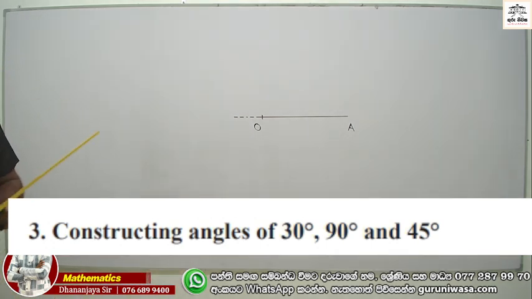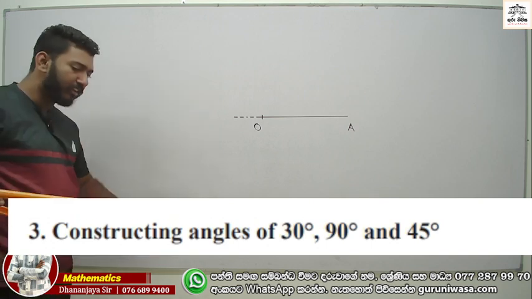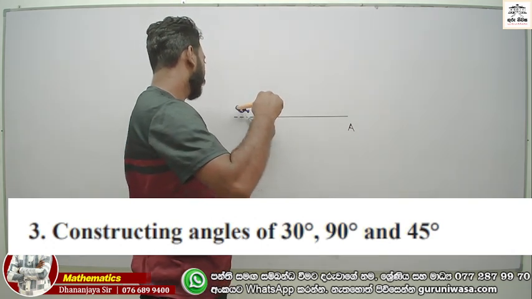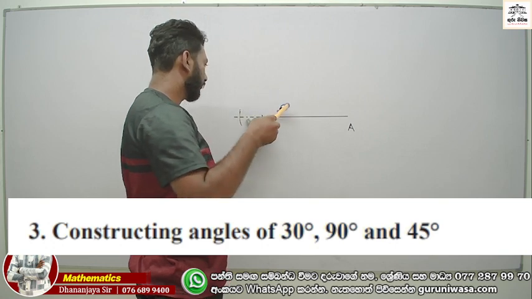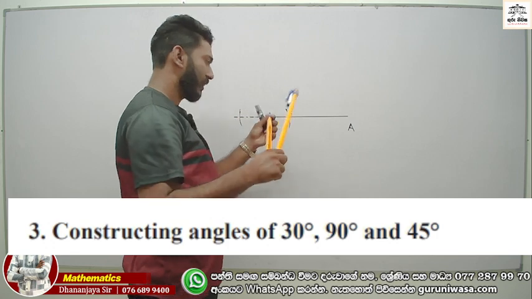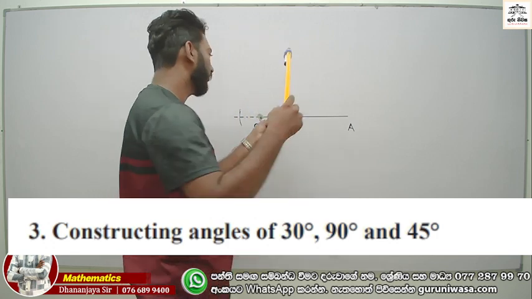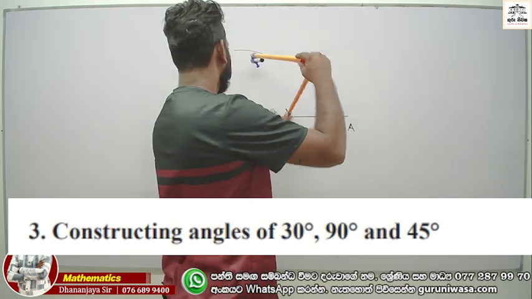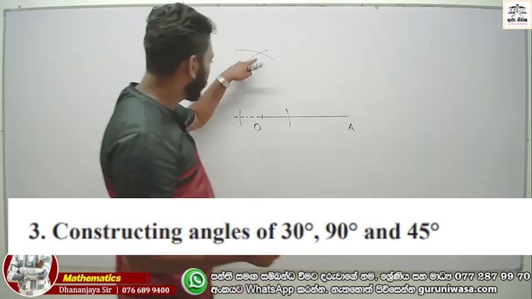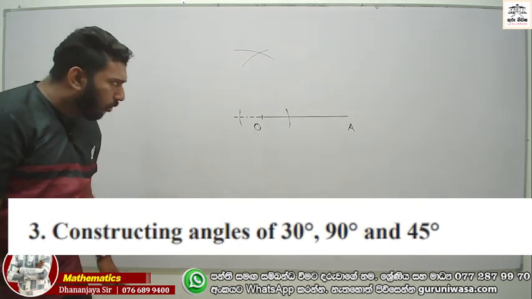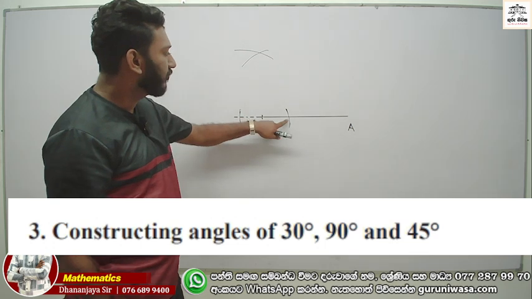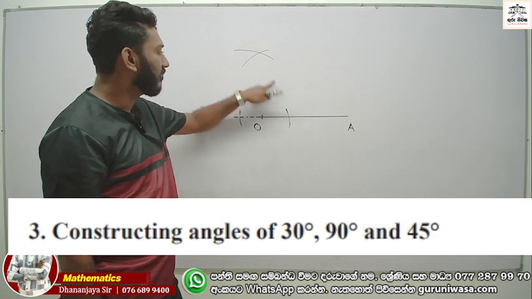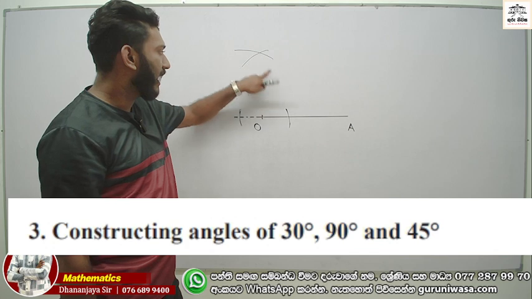Now I am going to draw the 90 degrees. How to draw the 90 degrees? You have to use the compass and draw two arcs like this, one and this one, and take the radius like this. Now we have two intersection points. Now here and here. Now this is 90 degrees. Now look at this. Use this intersection point and this intersection point.